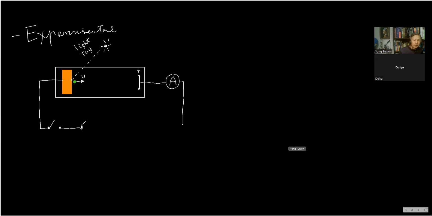We just put a plate in this fashion, and this is negative, this is positive. And we also have this, called an adjustable resistor. So in other words, we can adjust the potential difference, or voltage, between these two. That's the potential difference.